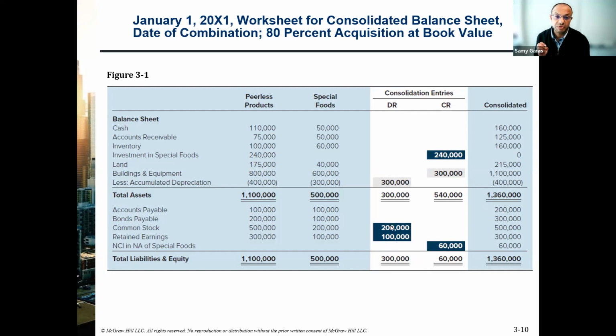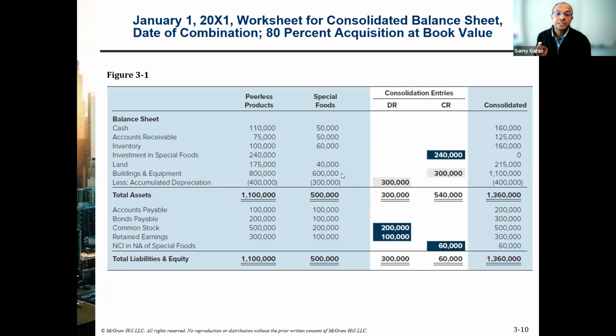So here you see 300, and here you also see 300. I mean, you see 300 debit and 300 credit, 600. And here 540 credit and 60 credit, we get 600. So we have the two sides balanced. Why do I highlight this point? Because if these two sides are not balanced, the balance sheet will not be equal.